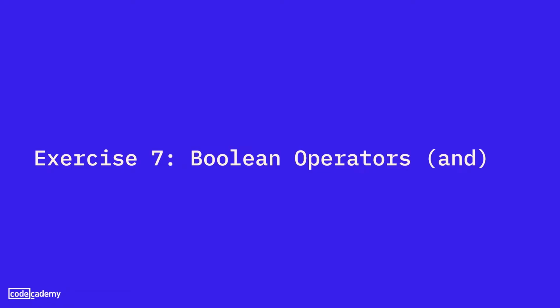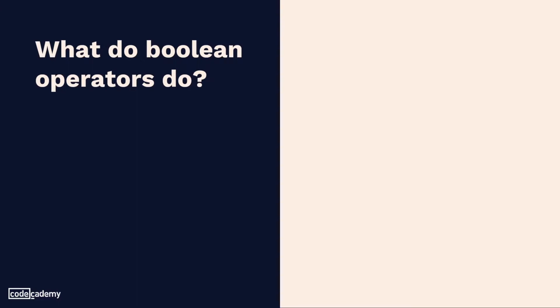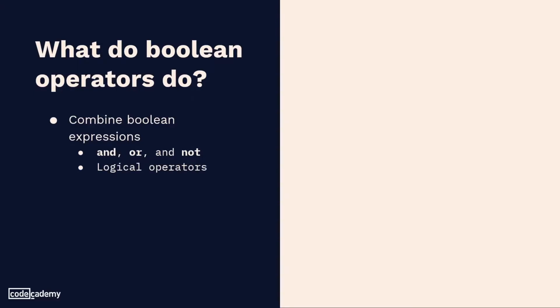Exercise number 7, Boolean operators, and. In this exercise, we'll learn what Boolean operators are and be introduced to the first one called and. So what exactly are Boolean operators? Boolean operators combine multiple Boolean expressions together to return one true or false answer. The three main ones which we'll be looking at in this lesson are and, or, and not. They're also known as logical operators. In this exercise, we're exploring the and Boolean operator.